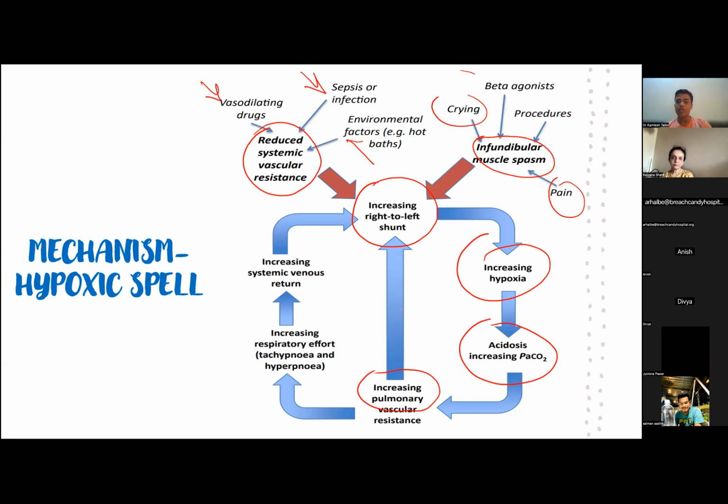Because of a high PVR, again the right to left shunt increases, and there will be increased PaCO2, and respiratory efforts will increase to compensate for the high PaCO2, which will lead to increased systemic vascular resistance. This becomes a vicious cycle, and one has to break this cycle to treat the hypoxic spell.